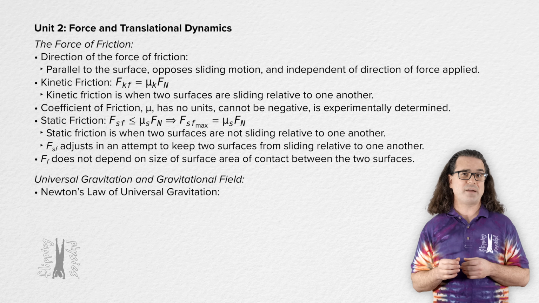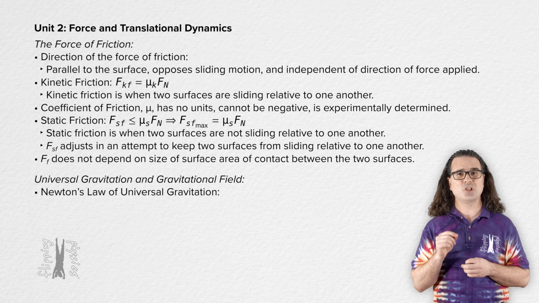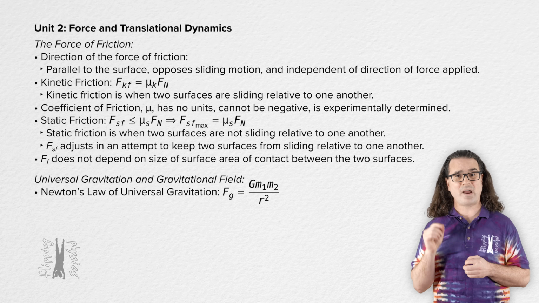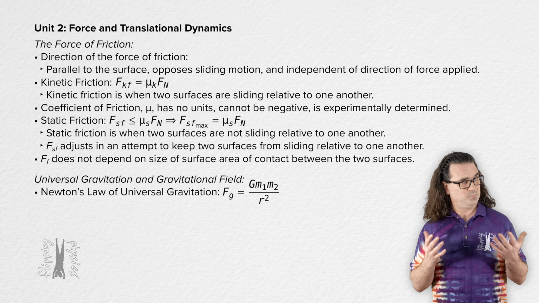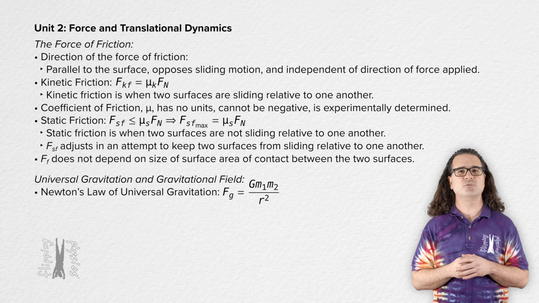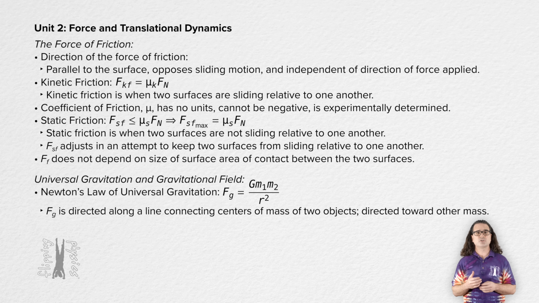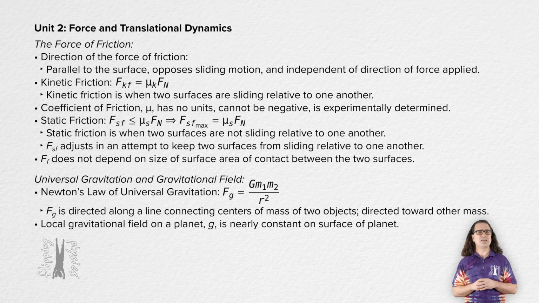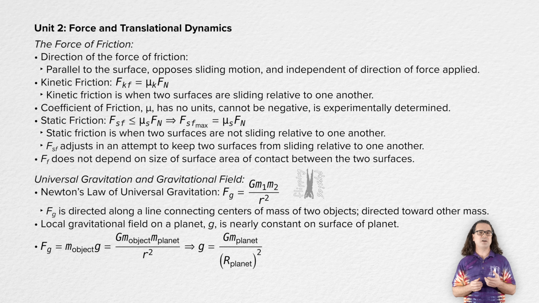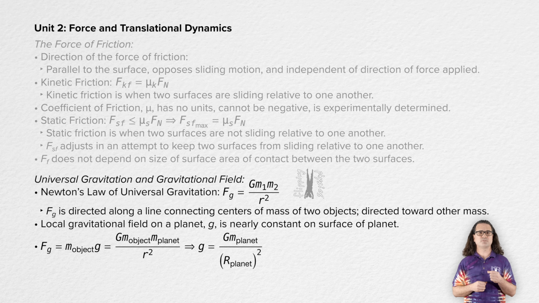The magnitude of the gravitational force using Newton's law of universal gravitation equals the gravitational constant, Big G, times mass 1 times mass 2 divided by the square of the distance between centers of mass. The gravitational force is always directed along a line connecting the centers of mass of the two objects and is always directed toward the other mass. The local gravitational field on a planet, little g, is nearly constant on the surface of the planet. The magnitude of the gravitational field can be found by setting the two equations for gravitational force equal to one another.